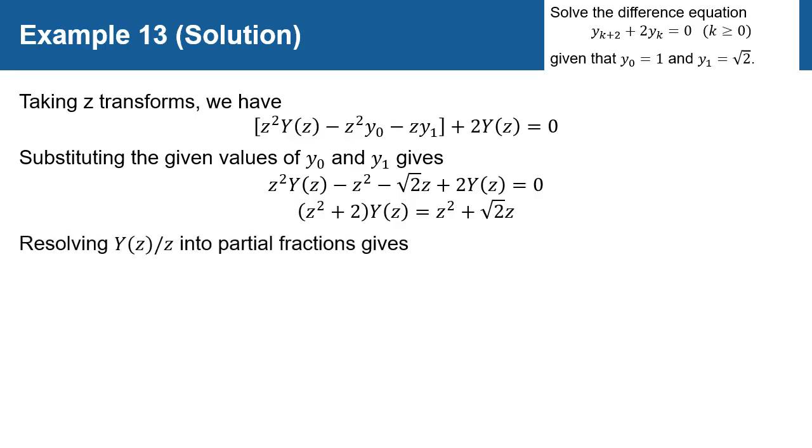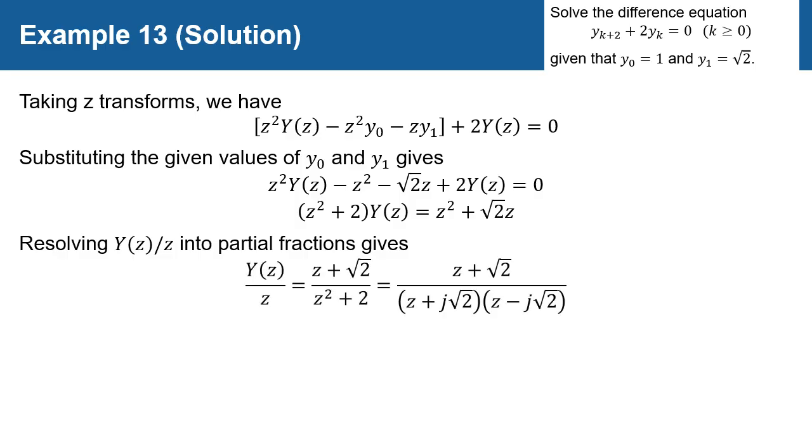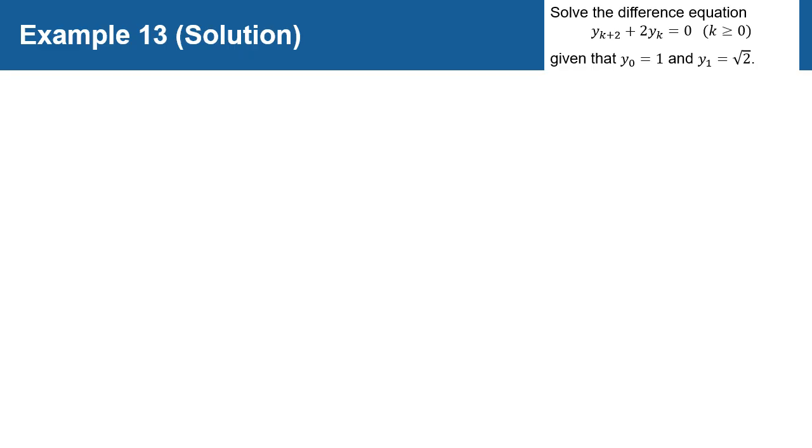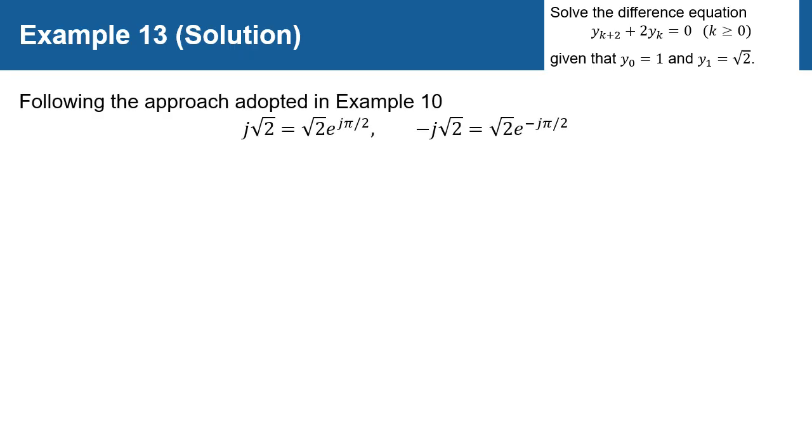Resolving Y(z) over z into partial fractions, we now have Y(z) over z equal to (z plus square root of 2) over (z squared plus 2). That is now equal to (z plus square root of 2) over (z plus j square root of 2)(z minus j square root of 2). Following the approach we have in example 10, j square root of 2 is equal to square root of 2 e raised to j pi over 2, and negative j square root of 2 is square root of 2 e raised to negative j pi over 2.